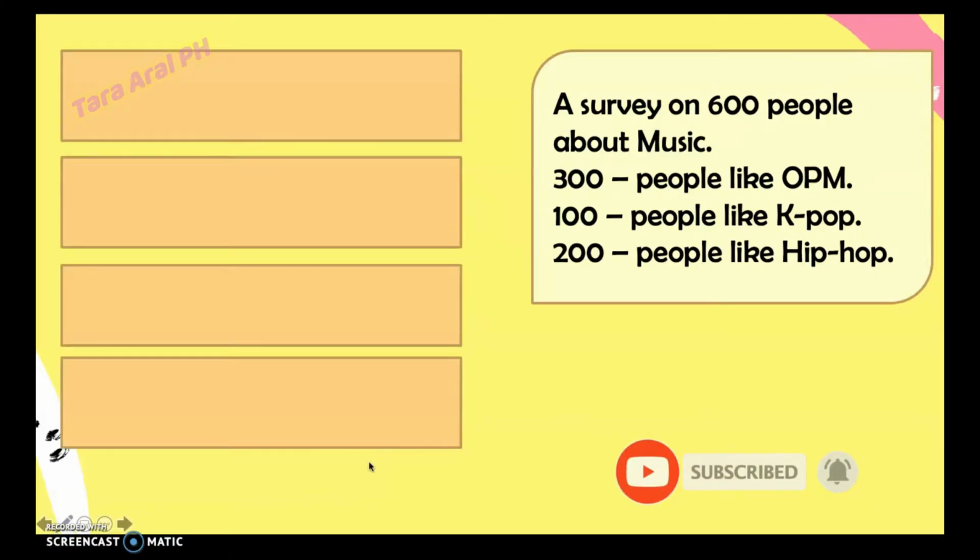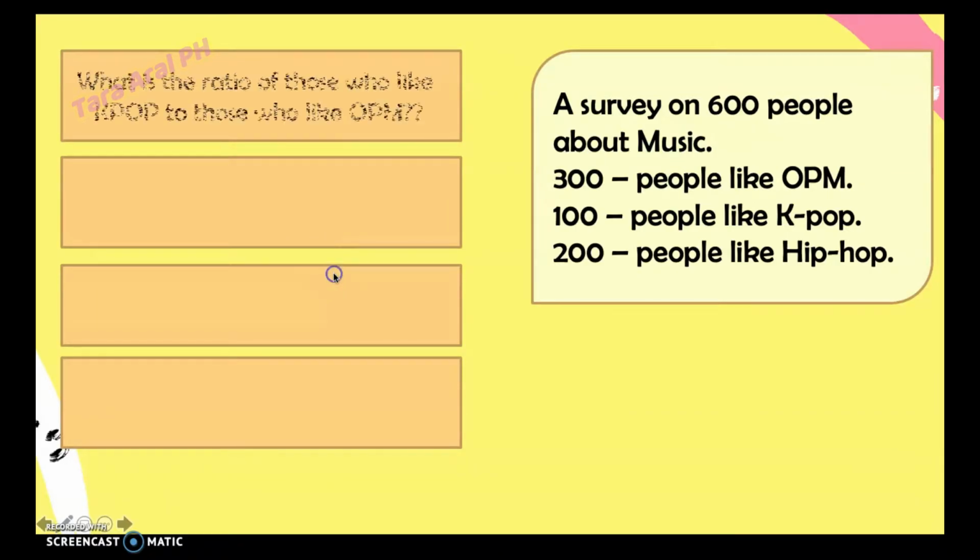Let's answer with the same scenario with different questions. First, what is the ratio of those who like K-pop to those who like OPM? So it is mentioned in the given question. We have K-pop to those who like OPM. So we need to write first the K-pop, which is 100, to those who like OPM, you have 300. And since we need to simplify in simplest form, our answer is 1:3.